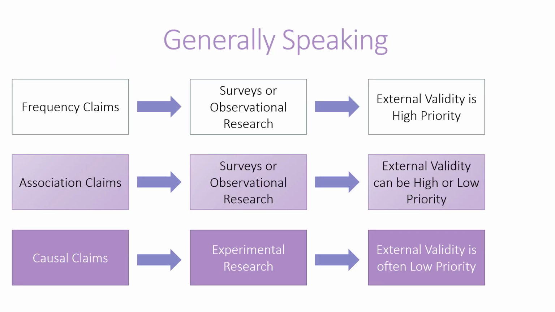There do tend to be some trends, though, in science between what kind of claims people make, what kind of research they do, and how important external validity is. So for frequency claims, which we would get by surveys or observational research, we are trying to say a true fact about typically a large population. 36% of undergraduates have smoked marijuana in the last month.